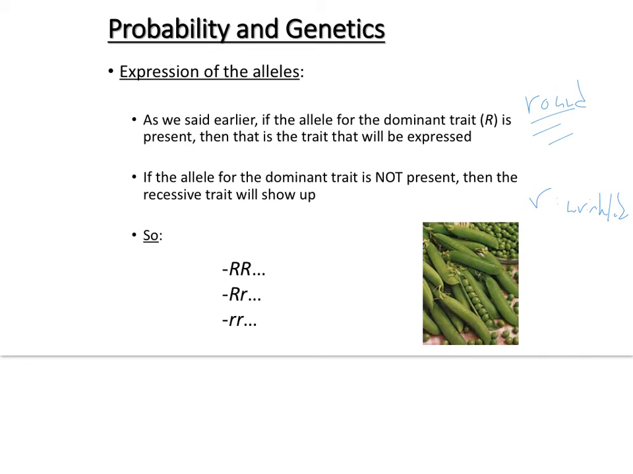So if a pea plant got big R, big R, we would say that it would have round peas. If a plant got big R, little r, there's still a big R, so we would say that it also gets round peas. But if it happens to get little r, little r, then there aren't any capital R's, and we would say that it gets wrinkled peas.